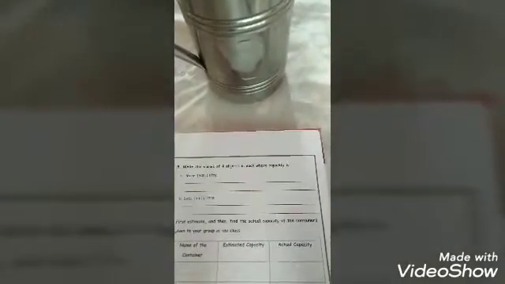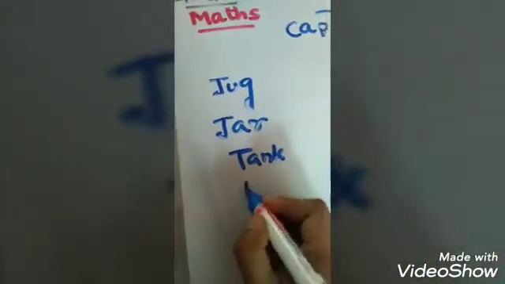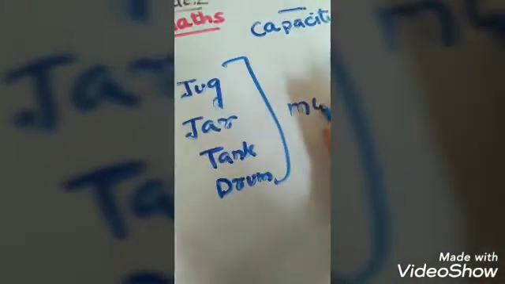Let me move to another question. So here we have a question. Write the names of 4 objects in each whose capacity is more than 1 liter. Just see, we will take an example of this jug. So jug is having more than 1 liter. So jug or jar, tank or drum. So these can carry more than 1 liter.